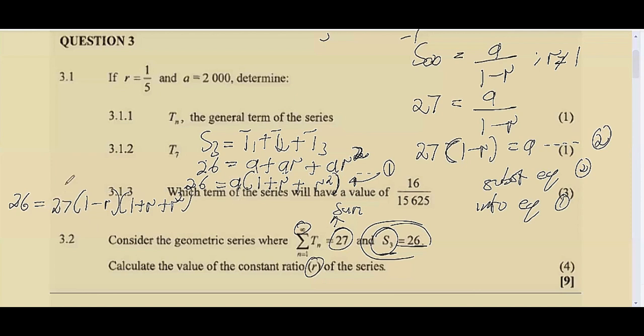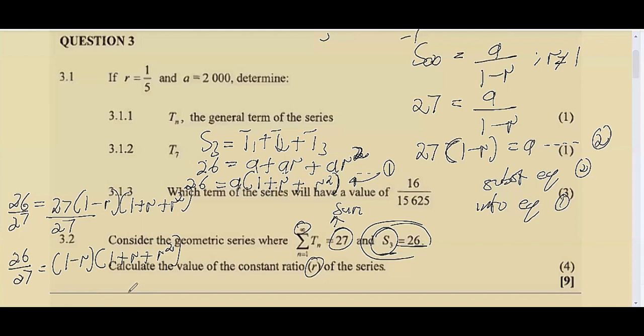Now you can see what I did in the position of A. I substituted this whole expression. Then at this point, let me divide both sides by this 27 so that I get rid of it. So I have 26 divided by 27. So 26 over 27 is equal to this whole expression here, which is 1 minus R times 1 plus R plus R squared.